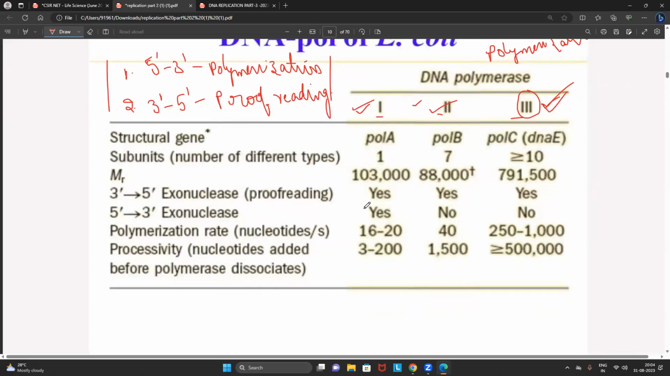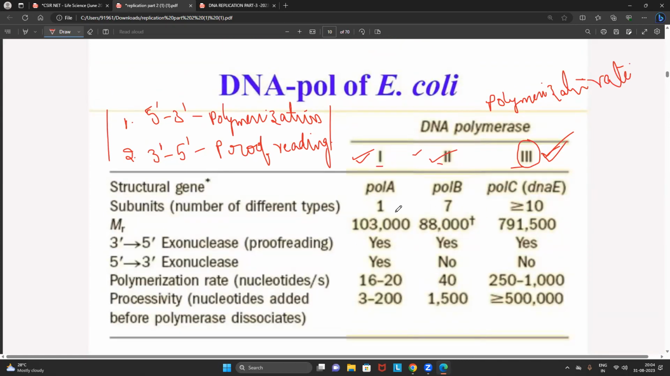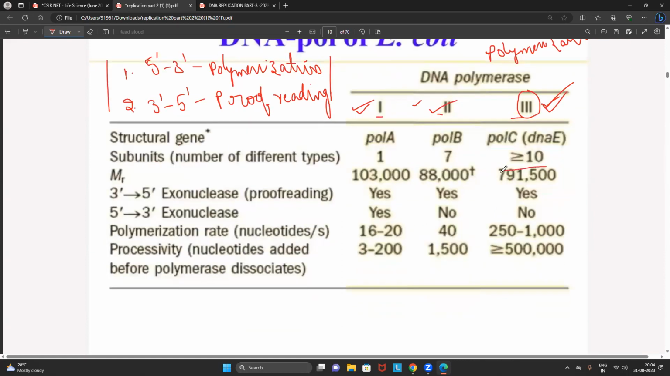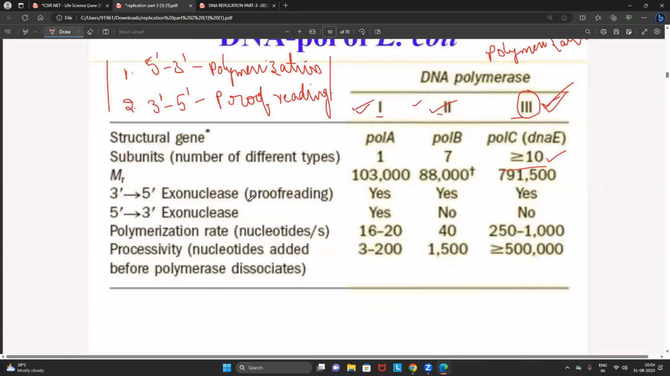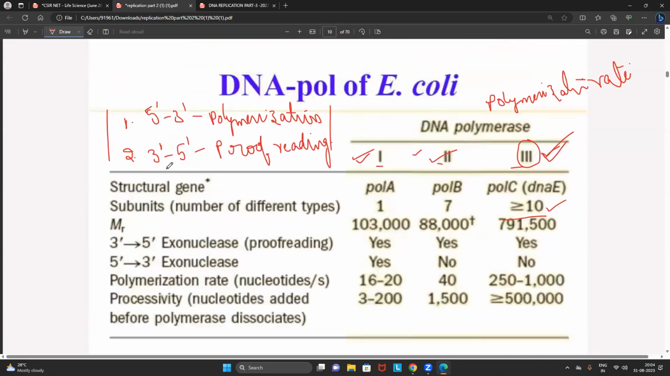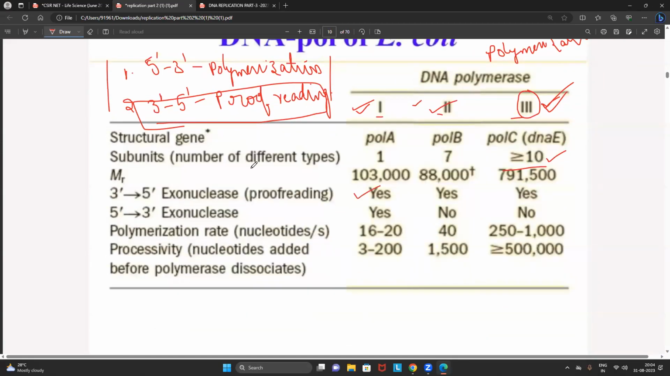You people no need to remember any kind of subunits. Just remember that Pol 3 is the one having the highest number of subunits. It is having more than 10 subunits. Please don't get confused with that particular point. Now all the students remember my words. Look into the point. Every polymerase enzyme will do the proofreading in the 3' to 5', no doubt. So polymerase 1 is doing the proofreading, polymerase 2 is also doing the proofreading, and at the same time, friends, polymerase 3 also doing the proofreading. Is it or not?